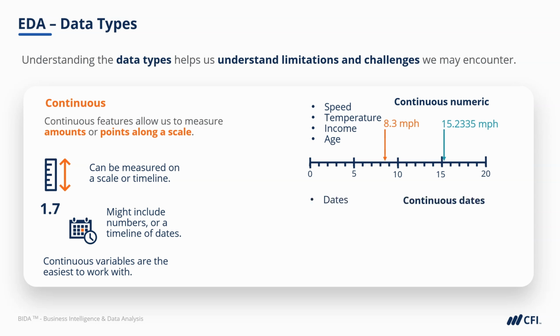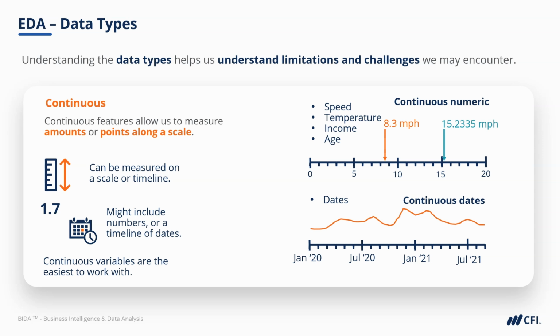Likewise, continuous dates must be able to take any value on a continuous timeline. Since infinite data points may exist, you'll often see a timeline used in combination with a line chart. Any point on this timeline is valid, whether it's the 4th of January 2020 or the 1st of June 2021.